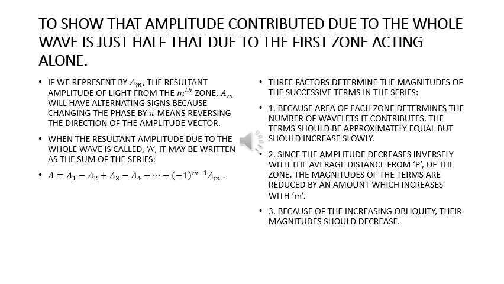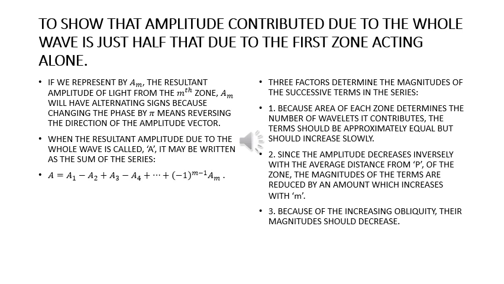If we represent by Am the resultant amplitude of light from the mth zone, Am will have alternating signs because changing the phase by pi means reversing the direction of the amplitude vector. When the resultant amplitude due to the whole wave is called A, it may be written as the sum of the series A = A1 - A2 + A3 - A4 + and so on, where the last term will be (-1)^(m-1) Am.